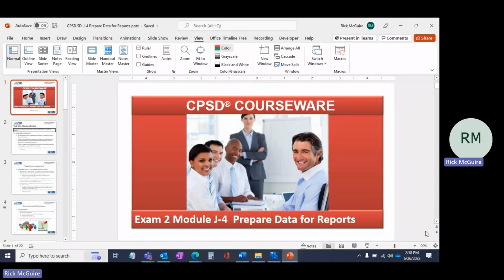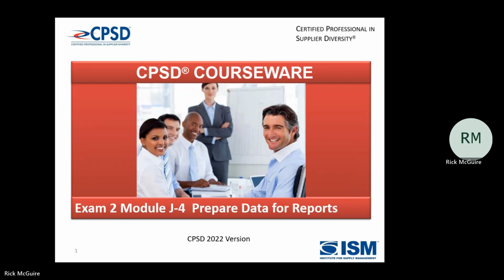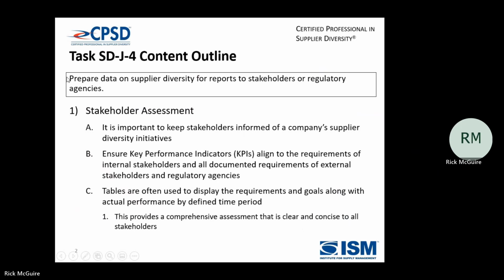Okay, so today we're on module J4, prepare data for reports. So the task is to prepare data on supplier diversity for reports to stakeholders or regulatory agencies. We're going to start with stakeholders. So stakeholder assessment. It's important to keep stakeholders informed of a company's supplier diversity initiatives.